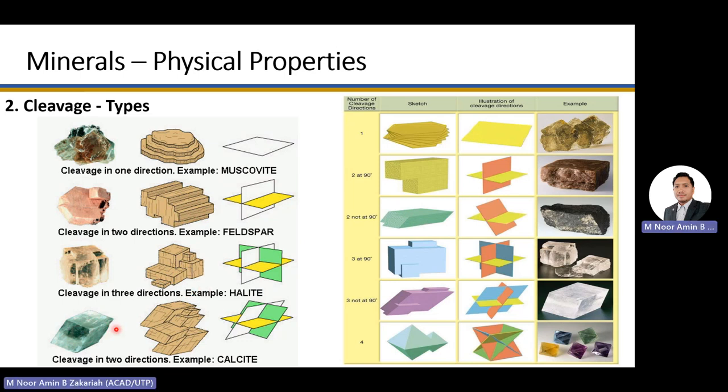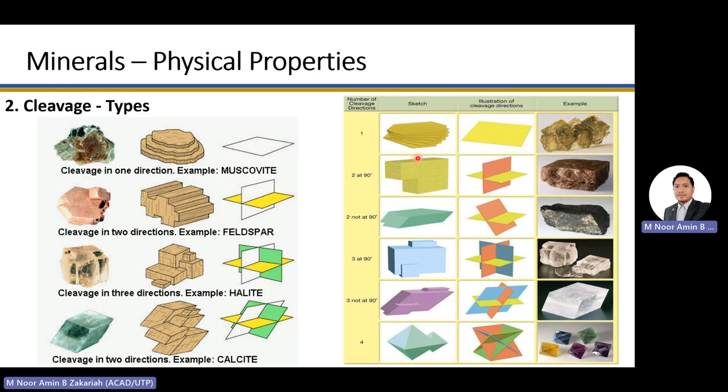Calcite has another three perfect cleavages. They are not at right angles to each other. Okay, they are not at right angles to each other. They also can be split into rhombohedrons, meaning similar to halite but a different shape, a rhombohedron shape. And these are other examples of the number of cleavage directions, with each illustration. So it is quite common for muscovite or biotite to have only one cleavage direction. Two at 90 degrees, meaning that at 90 degrees we can break them.